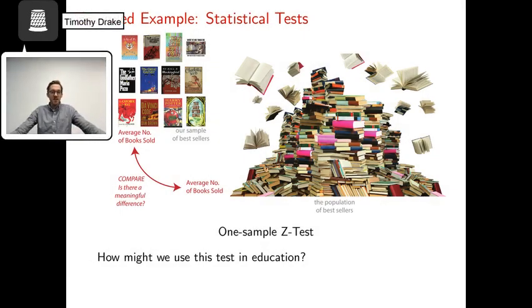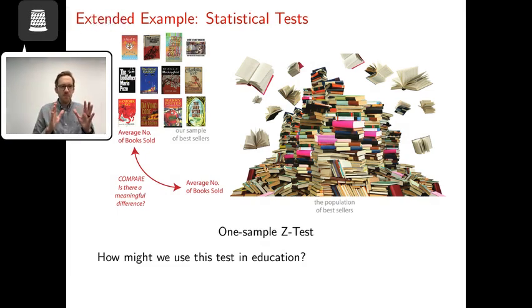Okay, now we're going to transition to a series of statistical tests. And I'm going to use the same example to help you get a sense of the intuition, the idea behind how we use these tests. Okay, the first statistical test is called the one sample z-test. That is, we want to compare the average number of books sold across our 20 books to the average number of books sold in the population of bestsellers.